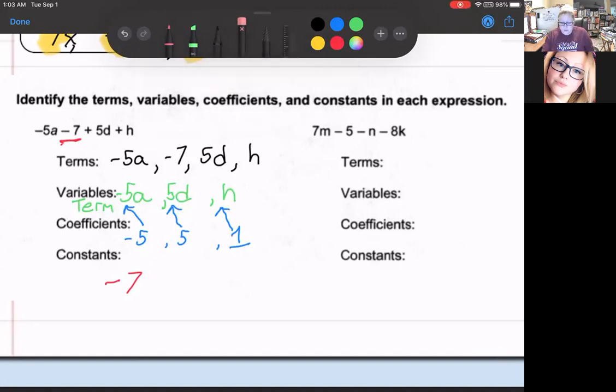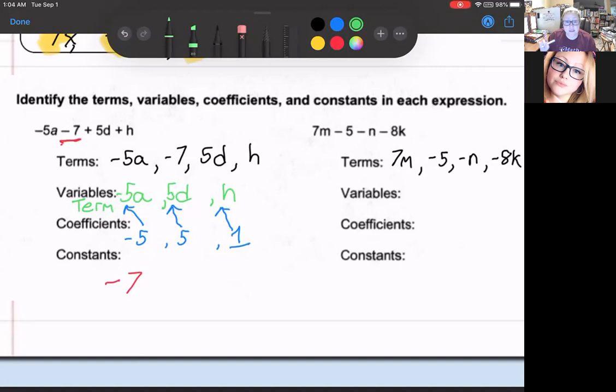So, like before, let's identify what are all of our terms. So our terms are 7m, negative 5, negative n, negative 8k. Now it's negative 1n, right? Gotta remember that. So what are our variables? Our variables, remember, are the letters. So this time I'm just going to write the letters.